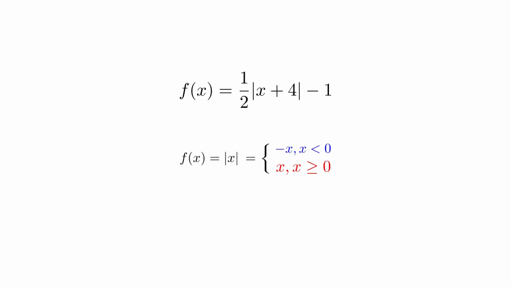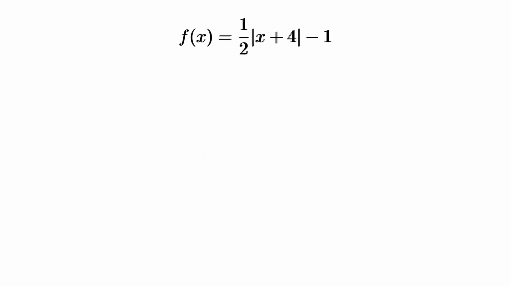So today we're going to go over step by step how we would convert this function to its piecewise equivalent. The first step is to split it up into its negative and positive version. For the negative version, we're essentially going to negate what's inside the absolute value. When we do this, that will become 1/2 times negative x plus 4, minus 1. Now for the positive version, we're just going to take what's inside the absolute value as it is, so it'll become 1/2 times x plus 4, minus 1.